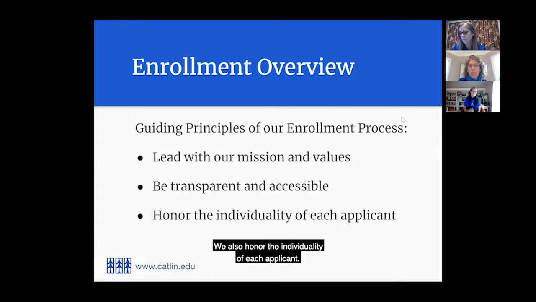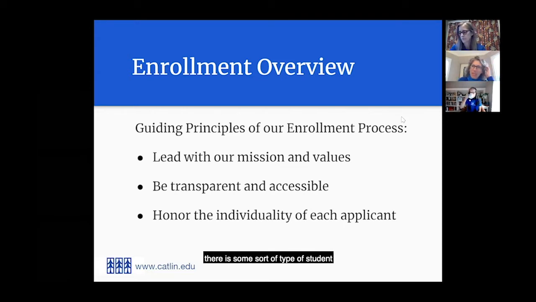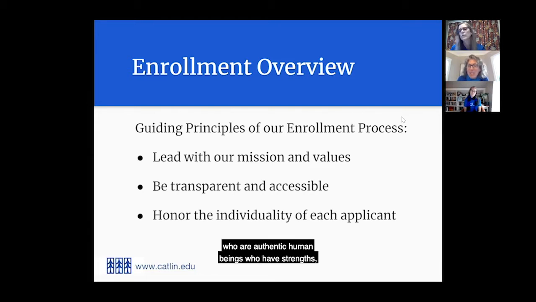We also honor the individuality of each applicant. There is no prototype of the perfect candidate for admission to the school. And I think sometimes families feel like there is some sort of type of student that we're looking for. And the reality is that we're looking for students who are authentic human beings, who have strengths and talents and flaws and areas of growth. And we know that all of those ways in which they are authentic human beings adds to the rich diversity of the classrooms and to the discussions that happen in those classrooms.